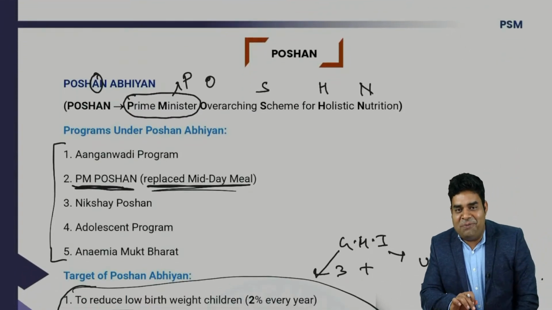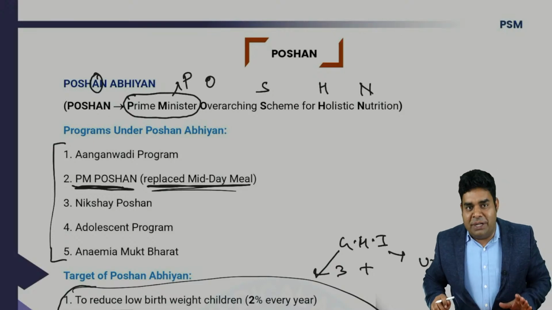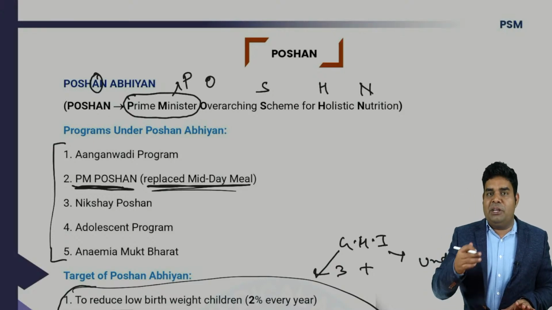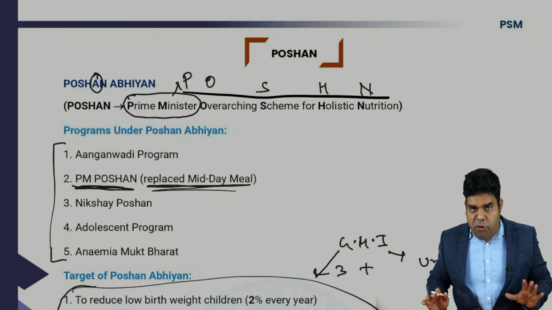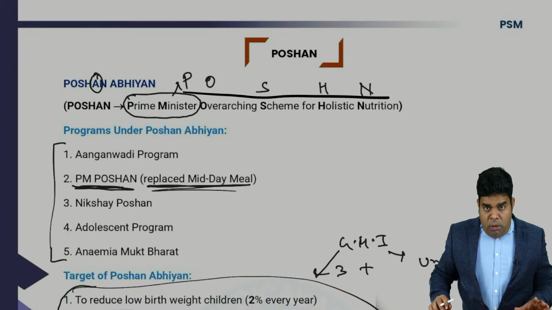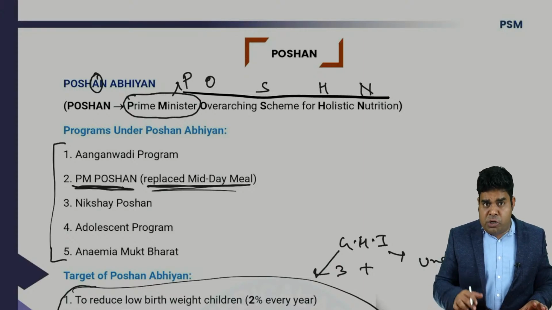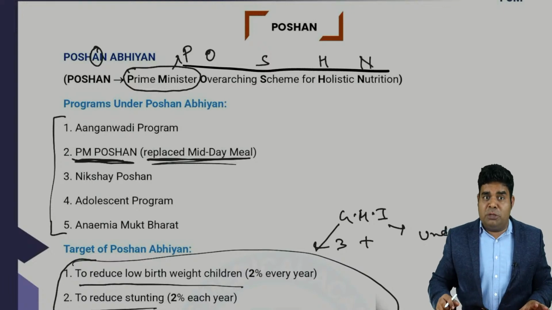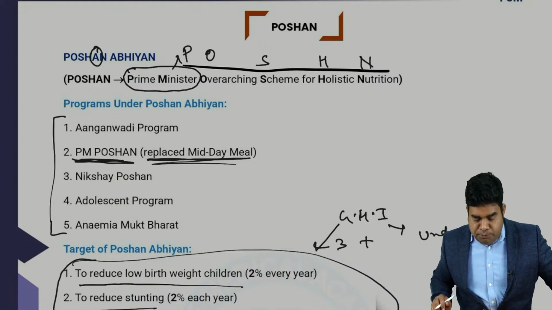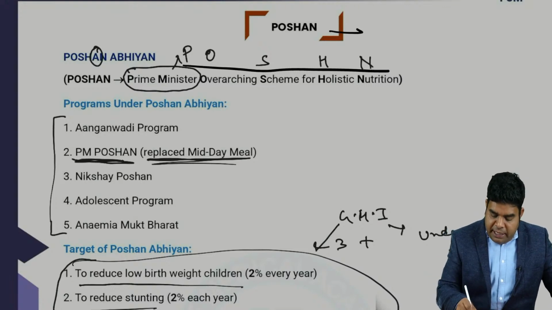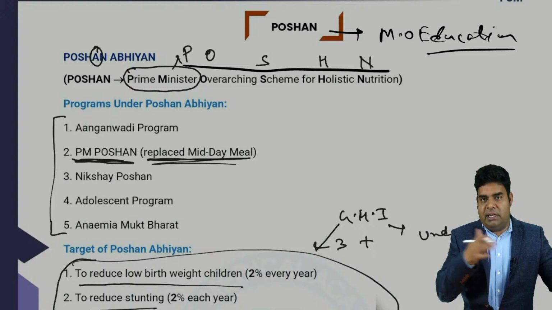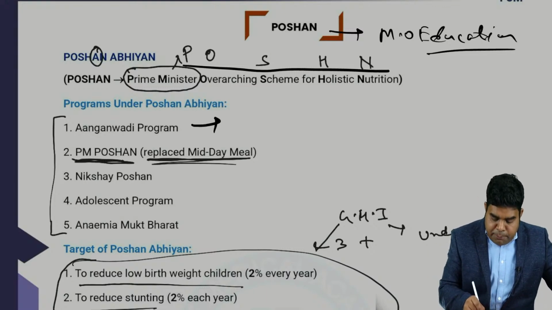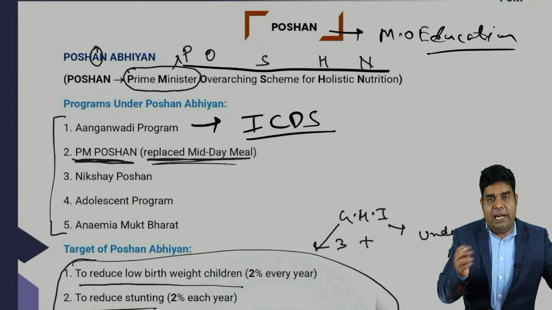So now we will read about Poshan. In Poshan, first thing is, they can ask the full form, Pradhan Mantri Overarching Scheme for Holistic Nutrition. So it is POSHAN, which is there, the full form. Then under Poshan also 5 programs come: Anemia Mukt Bharat, Adolescent Program, Nikshay Poshan, PM Poshan, and Anganwadi Program. And all this program, this Poshan Abhiyan, it also comes under Ministry of Education now. So previously it was under different ministry, now under education. And this Anganwadi program, it come under ICDS, Integrated Child Development Scheme.